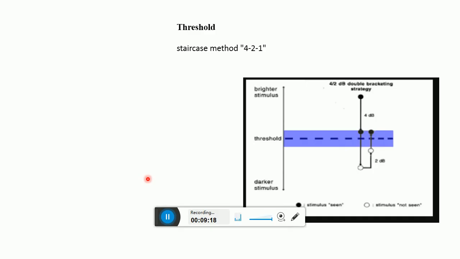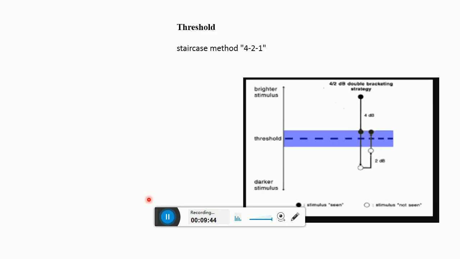Next is threshold. It is the intensity of the light stimulus which, when presented at a particular location n number of times, is detected by the corresponding retinal point at least 50% of the time. Threshold is measured by using the staircase method 4 to 2.